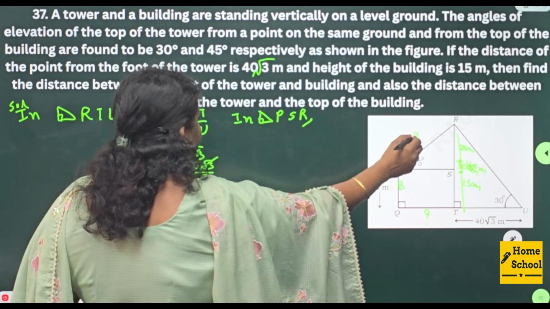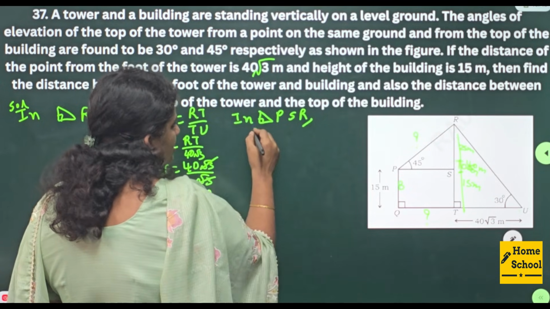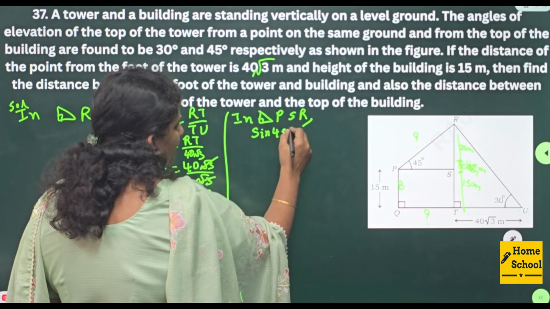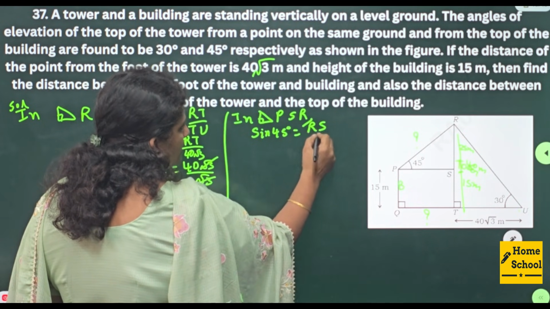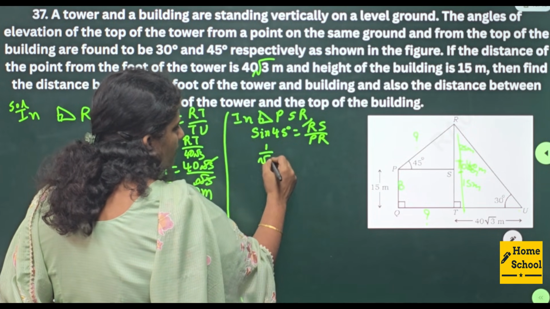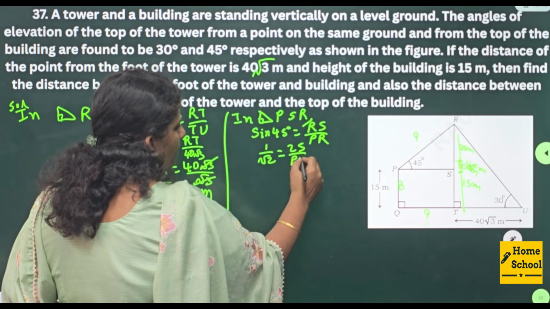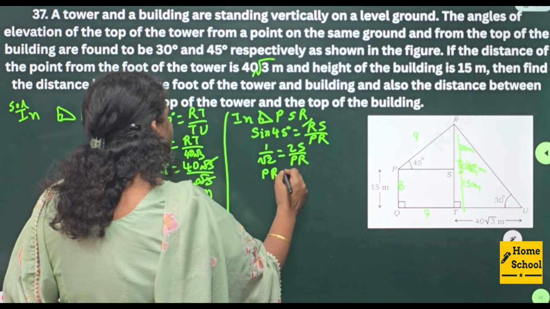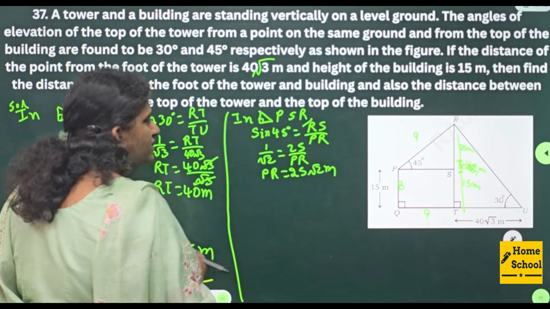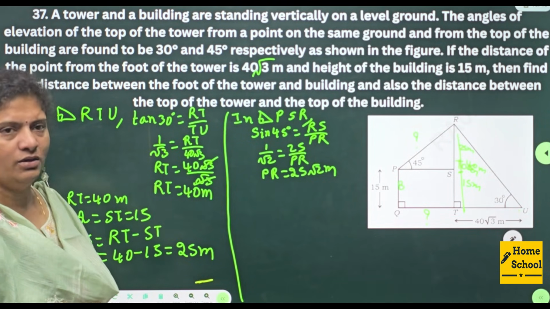PSR, I will find this, I know this. Opposite, hypotenuse. Which ratio? Sine. Sine 45 degree is equal to opposite RS by hypotenuse PR. Sine 45 value is 1 by root 2. RS is 25 by PR. PR is equal to 25 root 2 meters. What is PR? Distance between the top of a tower to the top of the building.